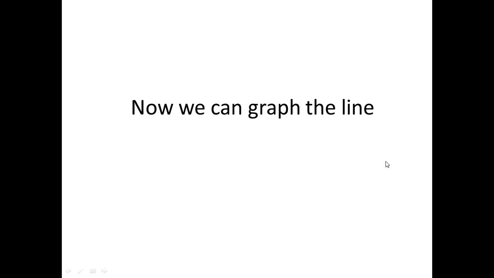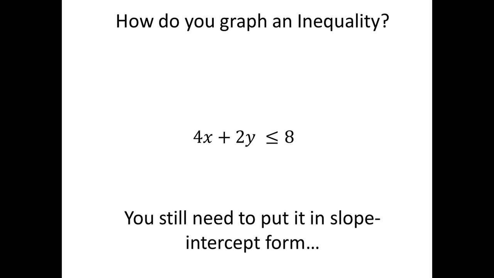Alright, so now we already graphed that line. Okay, but how do you graph an inequality? So what makes this an inequality? Well, you no longer have an equal sign in between. This is a less than or equal to symbol. So this is what makes it an inequality. The difference between an equation and an inequality is that an inequality doesn't have an equal sign.